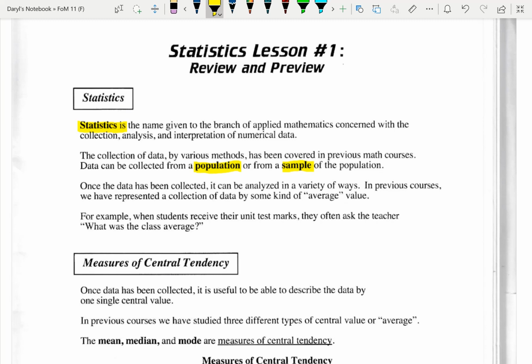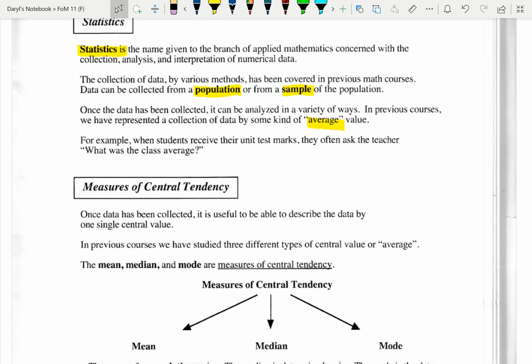Once the data has been collected, it can be analyzed in a variety of ways. In the previous courses, you have presented a collection of data by some kind of average value. For example, when a student receives a unit test mark, they often ask the teacher what the class average was. Or if you are a fan of basketball, you would ask what the average for this season is for a certain player, for example, Kawhi Leonard. What is the average of Kawhi Leonard in this particular NBA season?